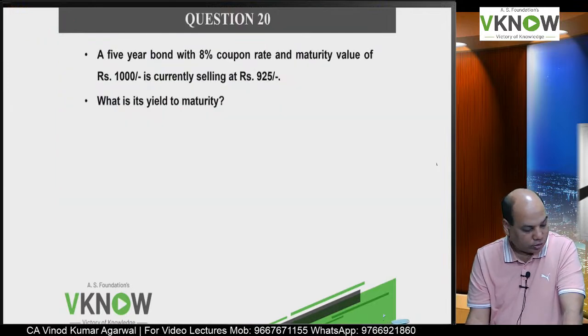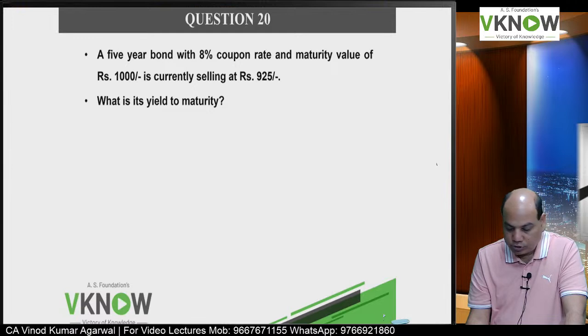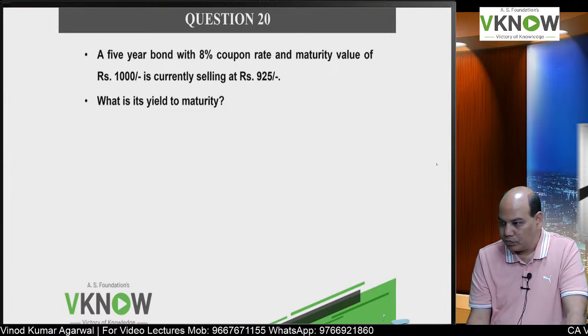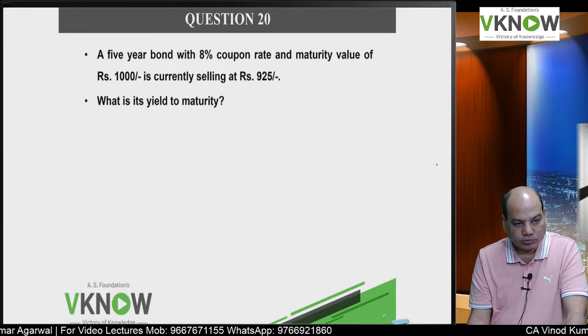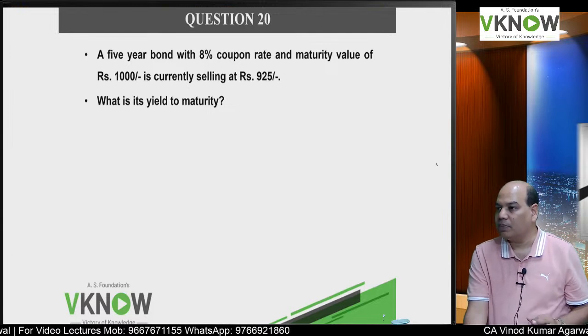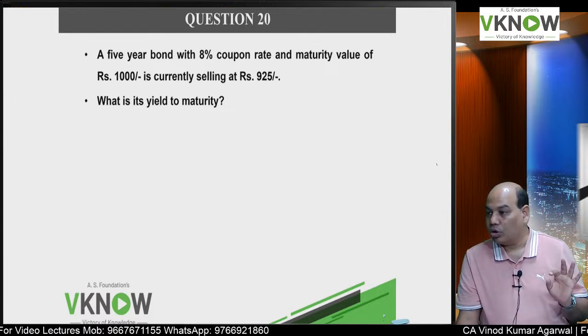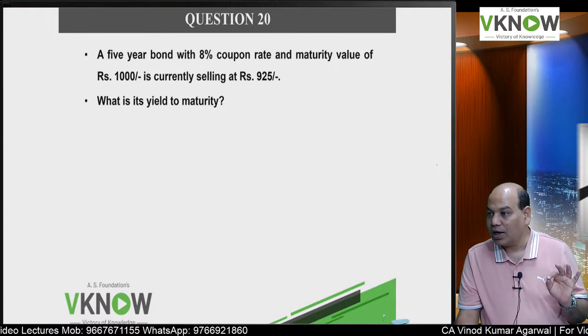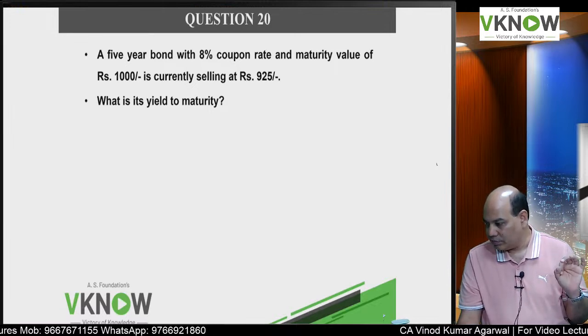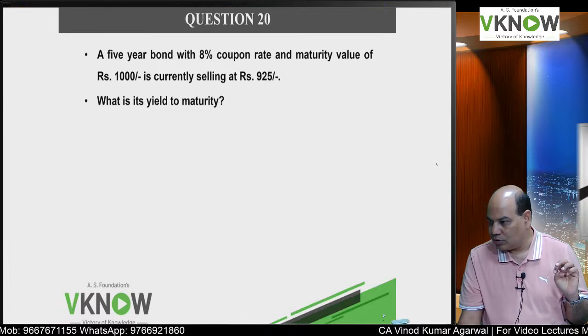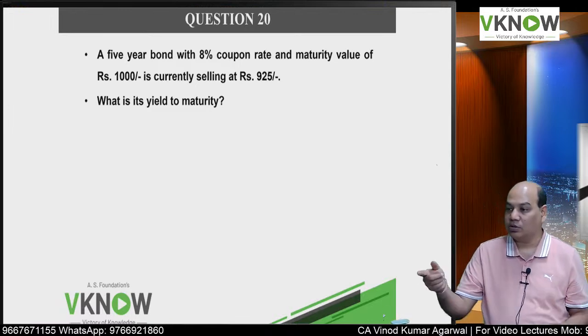So now today we will solve a few questions. Question number 20. We have to first check whether it is a coupon bond or not a coupon bond. If it is a coupon bond, I can solve by applying the formula, or I can also solve by using the IRR method. Have you studied IRR? Yes, Roshni is saying yes. So we will solve by the IRR method also.